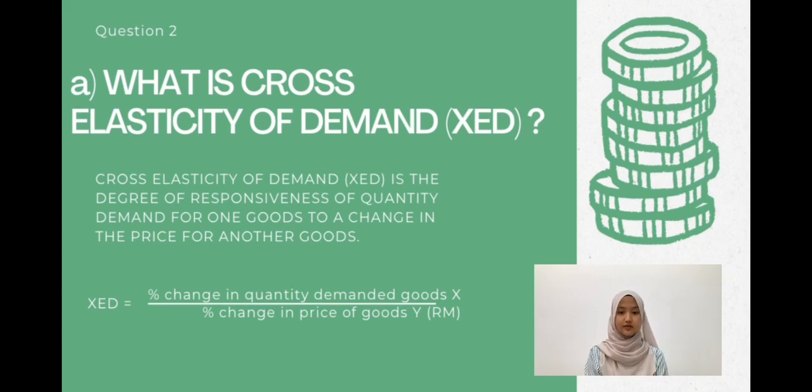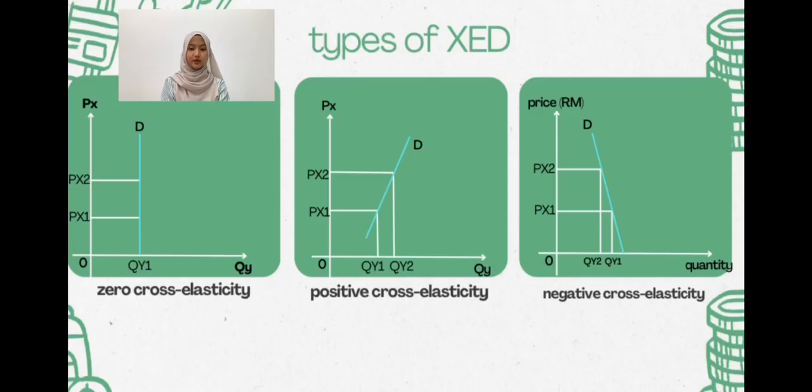Cross elasticity of demand can be calculated using this formula: percentage change in demand for good X over percentage change in price of good Y. XED is calculated to determine the relationship of both products, whether they are complements, substitutes, or not related at all. There are 3 degrees of responsiveness in XED.